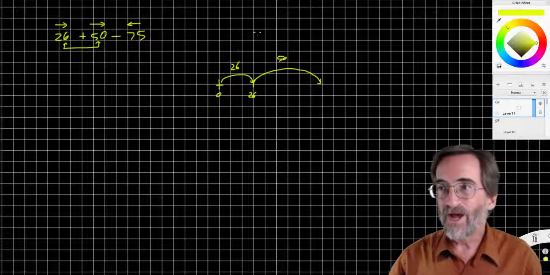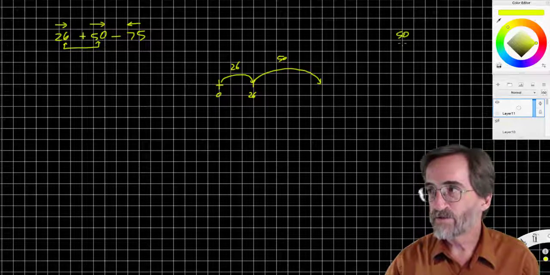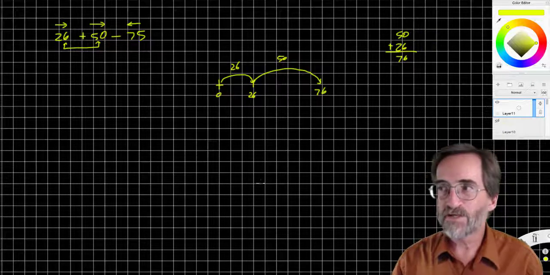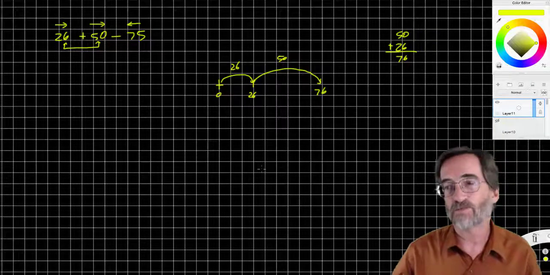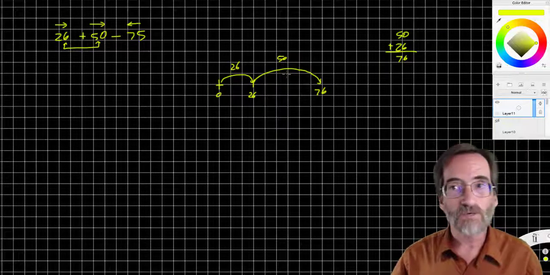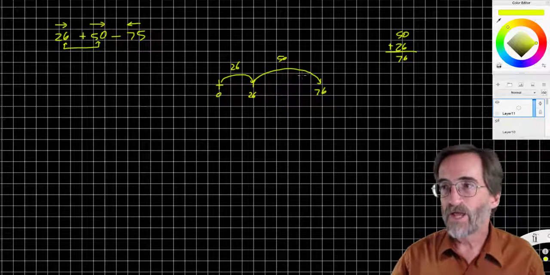So I'm going to add 50 plus 26. Now you don't have to do this on paper. You can use a calculator, but you get 76. So we are now at 76 on the number line because I went 50 to the right of 26. They're working together. They're working the same direction. We add.